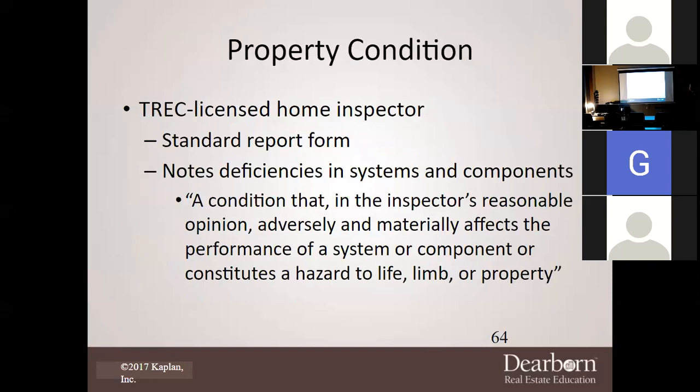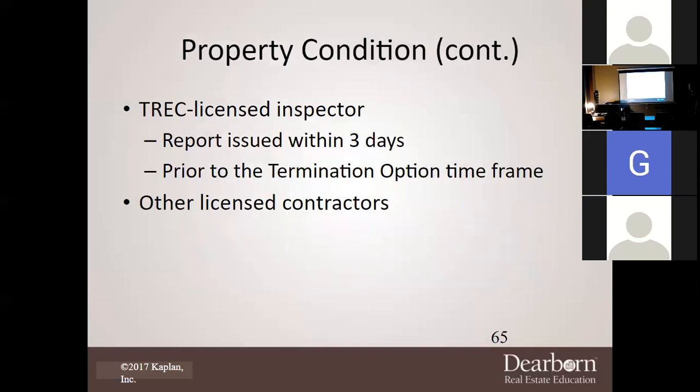Licensed home inspectors, okay, on the property condition, there are licensed home inspectors. They will provide a standard report form, and it notes the deficiencies in systems and their components. It is a condition that, in the inspector's reasonable opinion, adversely and materially affects the performance of a system or component or constitutes a hazard to life, limb, or property. Okay? The home inspector gives us an understanding of what the property is in its present condition. It's not talking future, it's not talking past, it's talking in its present condition. The report must be issued within 3 days and prior to the termination option time frame. You always want to have all of that before your option is basically going to end. Again, you also can have other licensed contractors also come out and look at a property.